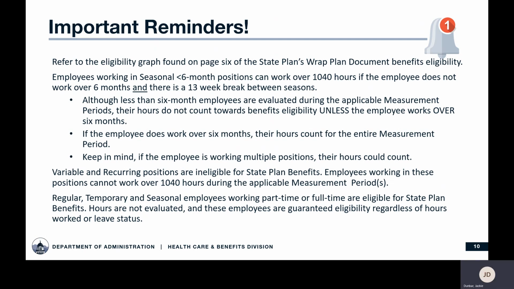Variable and recurring positions are ineligible for state plan benefits. Employees working in these positions cannot work over 1,040 hours during the applicable measurement period. Regular, temporary, and seasonal employees working part-time or full-time are eligible for state plan benefits. Hours are not evaluated, and these employees are guaranteed eligibility regardless of hours worked or leave status.